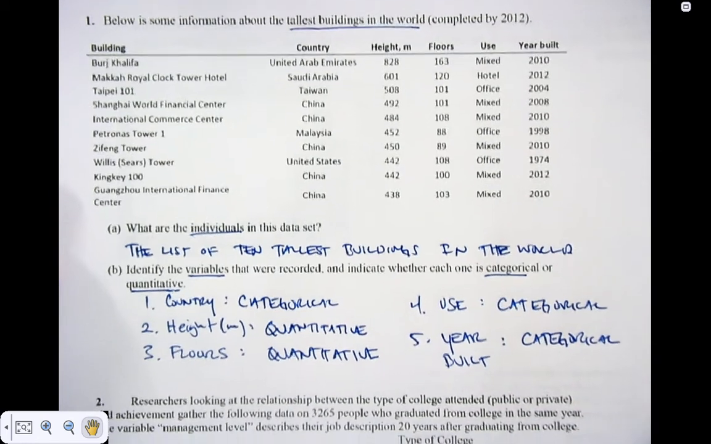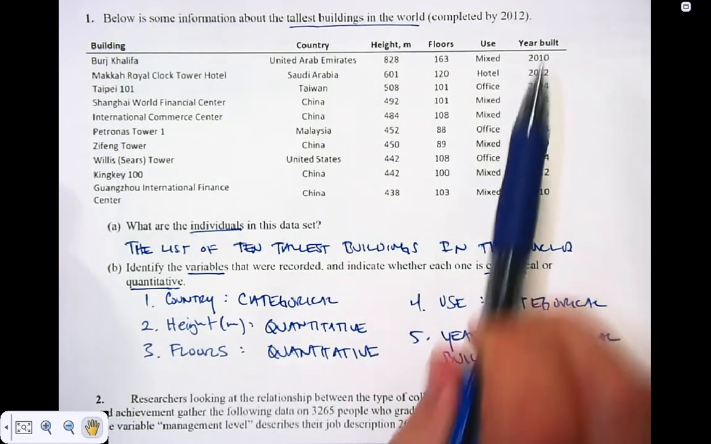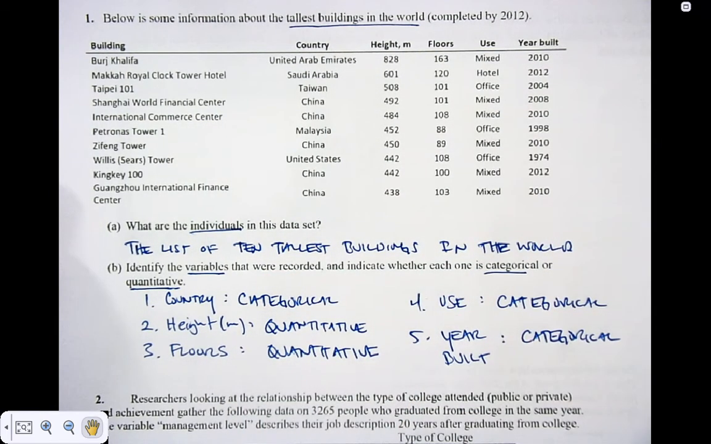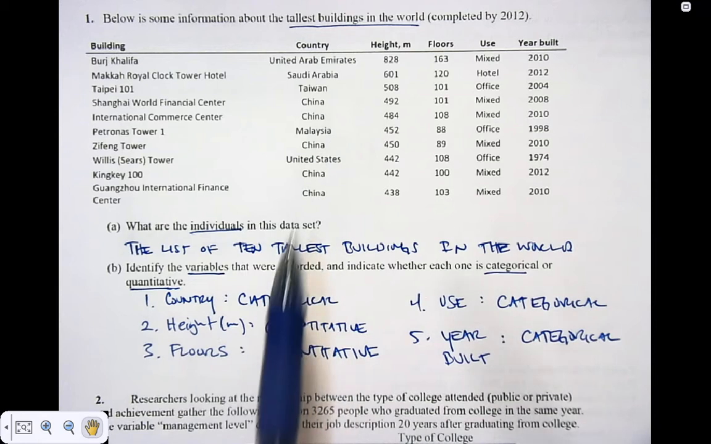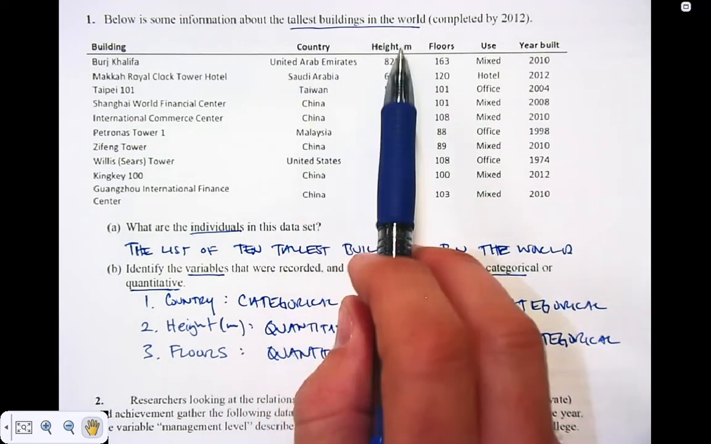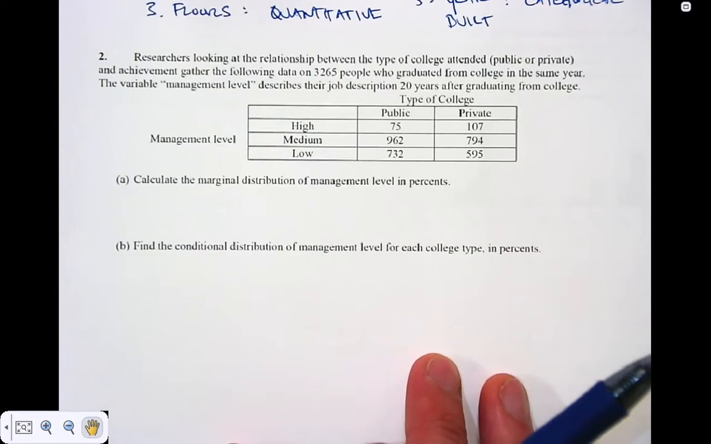Okay, I don't think that there's any variables on the actual quiz that are up for debate. So you should be good with that. Again, you should be able to identify the individuals of the table that things are being described, and the descriptions are the variables, and what type they are is either categorical or quantitative.